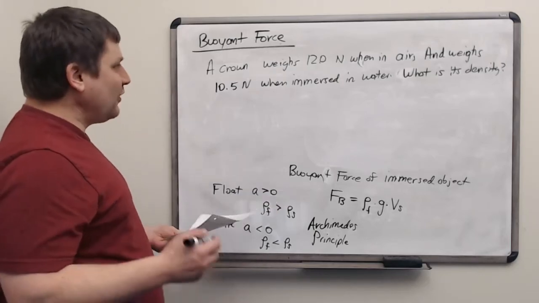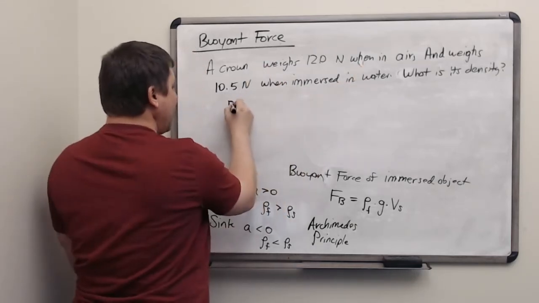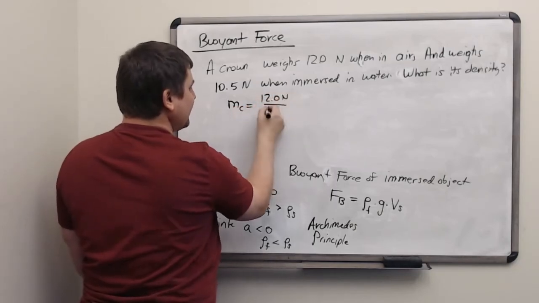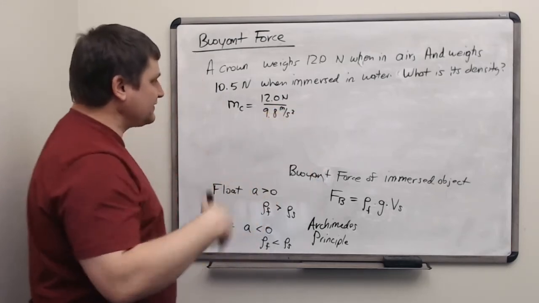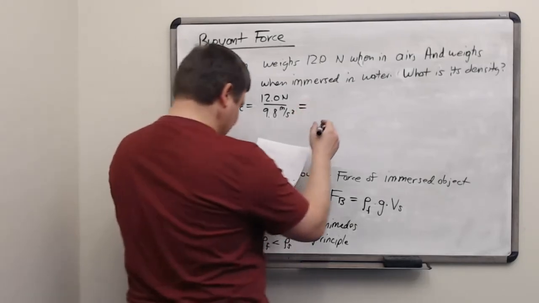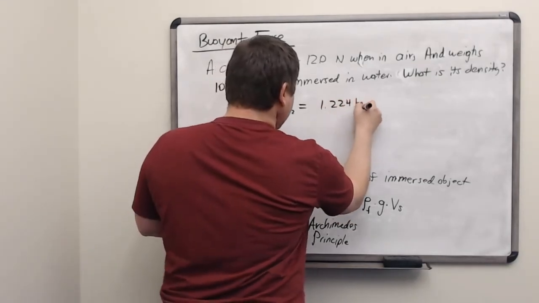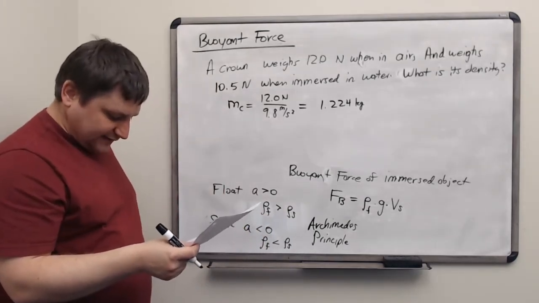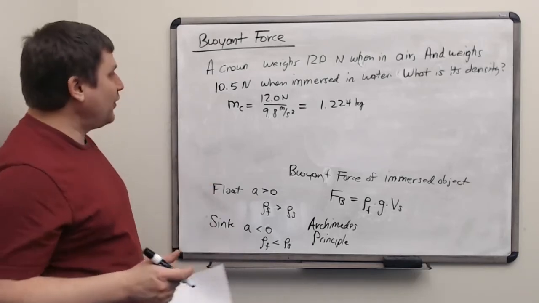Okay, so what we've got going on here is two parts, really, to this. We have a weight in air, so the mass of the crown is equal to this 12.0 newtons divided by 9.8 meters per second squared. So when it's in air, it's just being weighed for its real mass, and this comes out to 1.224 kilograms. So that alone doesn't tell you what it's made of, just its total mass. It also doesn't tell you the volume. For the volume, we'll need to look at this formula for the buoyant force.